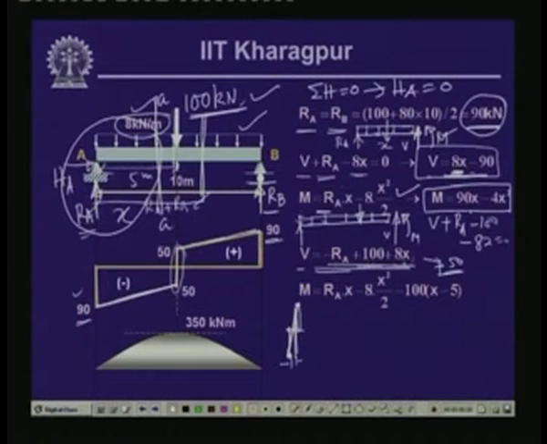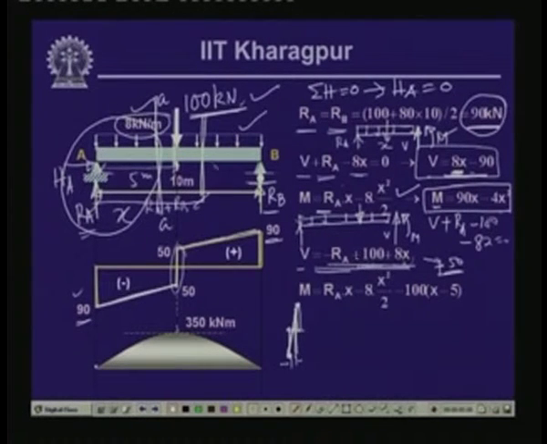So, if we substitute again the value of x as equal to 0, then the value of the bending moment becomes 0, which is reflected here. Now, at x equals 5, just on the left side of the load, if we substitute the value of x as 5, this becomes 450 minus 100, so this is 350. So, 350 kilonewton meter is the moment on the left side of this particular concentrated load.